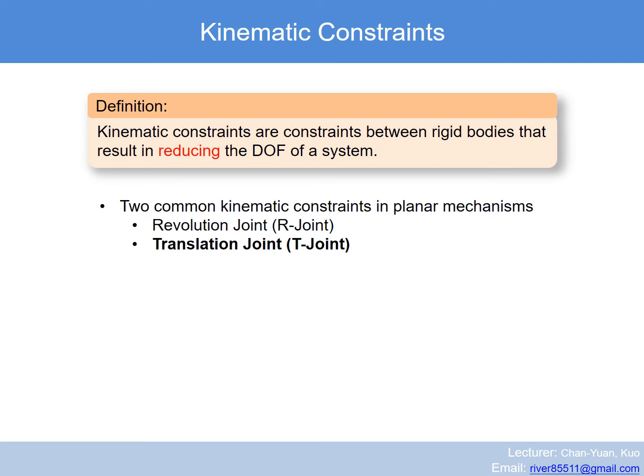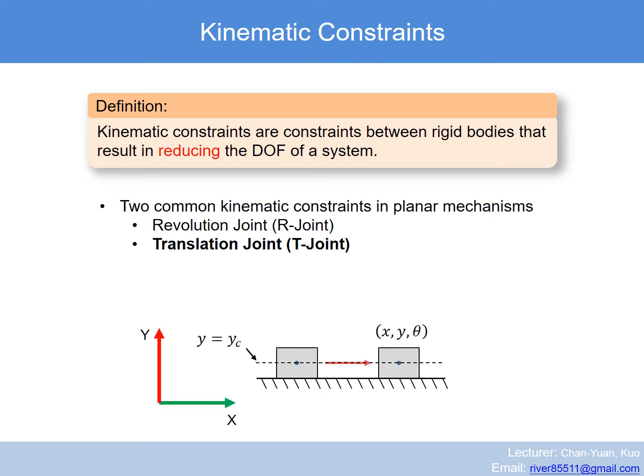Now, let's look at the second type of joint, the translation joint, or T-joint in short. What a translation joint does is that it restricts the motion of a body to pure translation relative to another body. For example, here's a slide translating on the ground, and in other words, the slide and the ground are connected by a translation joint. As you can imagine, the slide can only move freely in a horizontal direction and cannot have translation in a vertical direction, nor rotation with respect to the ground, which results in reducing 2 degrees of freedom of the slide.